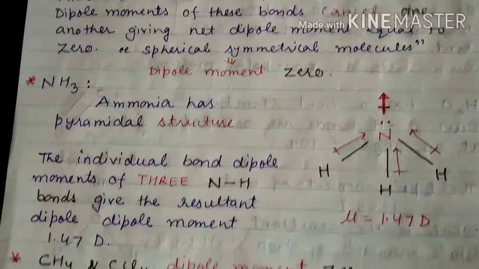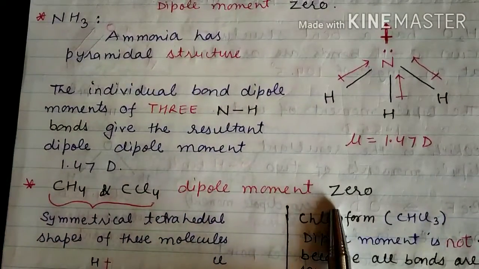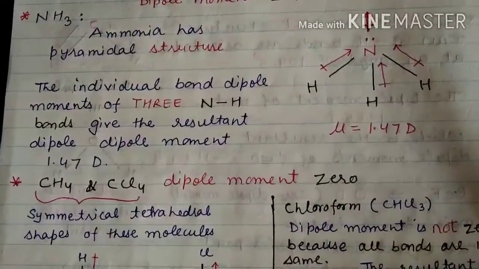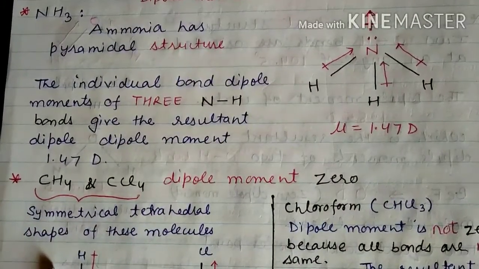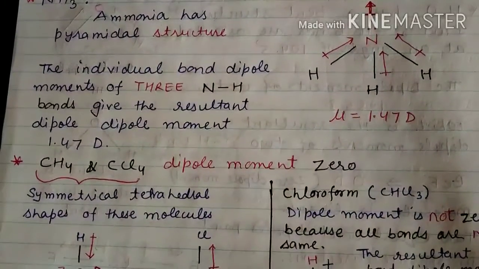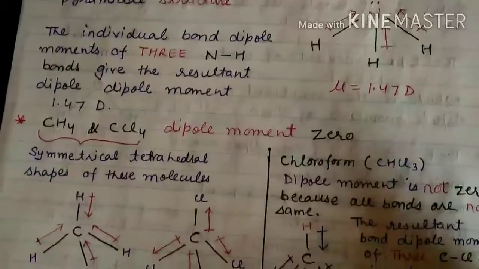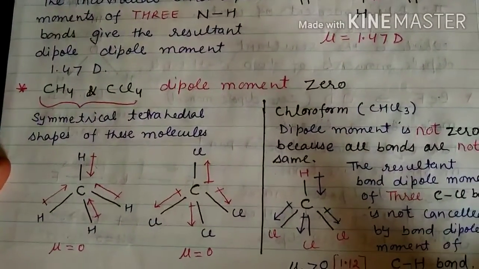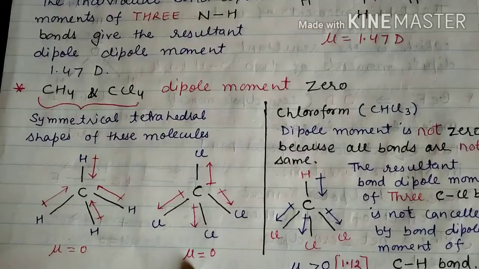But in case of methane and carbon tetrachloride, the dipole moment value will be 0, because these molecules have symmetrical tetrahedral shapes. Due to the symmetrical tetrahedral shapes, the dipole moments cancel and hence the value of mu comes out to be 0 for methane and carbon tetrachloride.